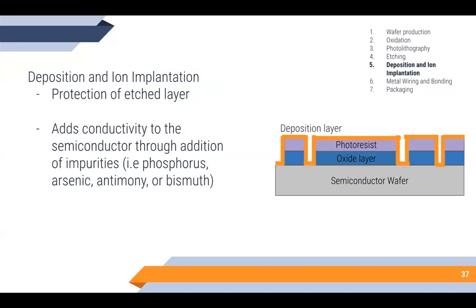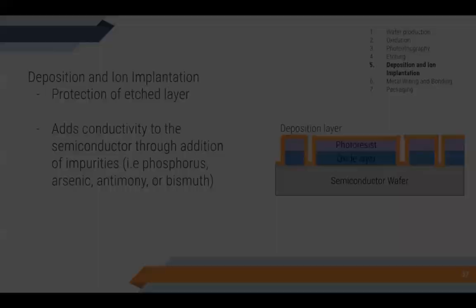Photolithography and etching processes are repeated several times on the wafer, layer by layer. To protect the etched surface, a coating is placed on these layers known as deposition. At this point in the manufacturing process, the semiconductor is not yet conductive. To give it electrical characteristics, ion implantation is also required. This entails the addition of impurities, as stated above, such as phosphorus, arsenic, antimony, and bismuth. And at this step, the wafer finally becomes conductive.